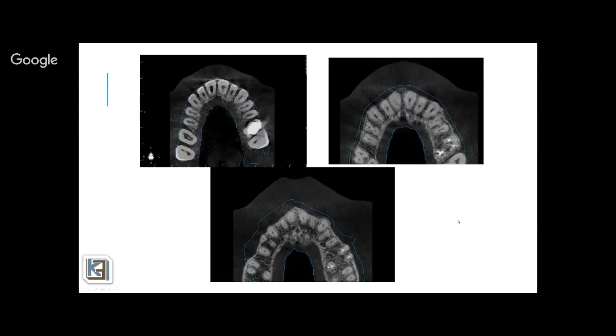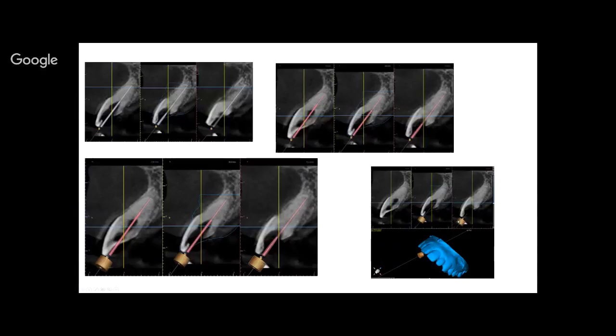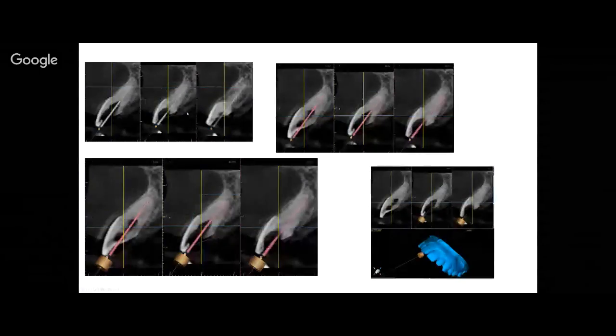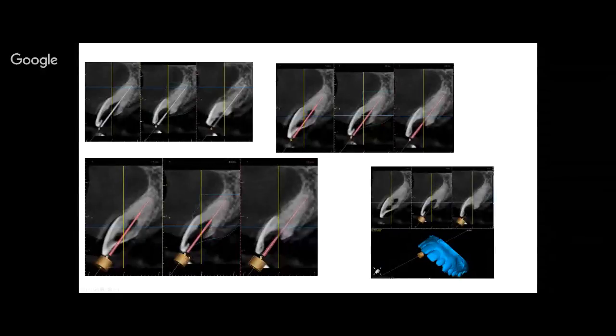Again, plan the case in Blue Sky Plan. Create, this is my guide hole tube, and you would want to place it directly on the incisal edge, minimize the offset as much as possible to maximize the drilling depth that you can drill through, and at the same time minimize the deflection that's going to happen as you go deeper inside the canal.